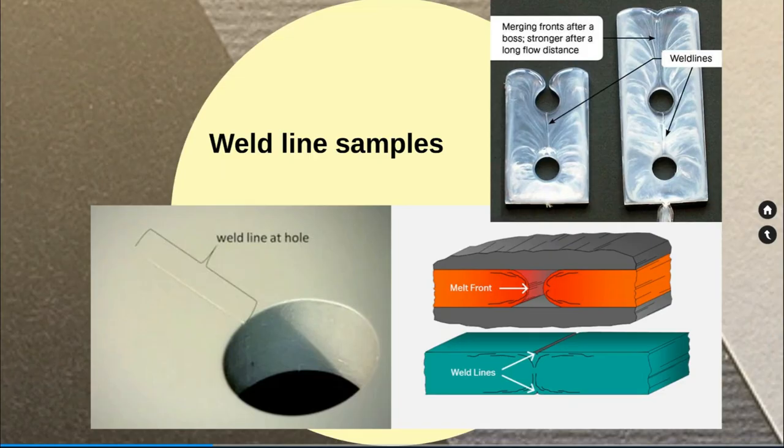Here you see emerging fronts. After a pause, you can see that the molten materials joined in between the holes and create a weld line. So that's not acceptable and the part gets weaker in that area.